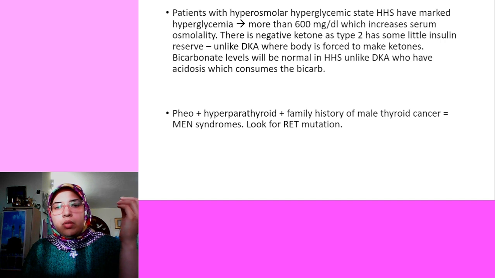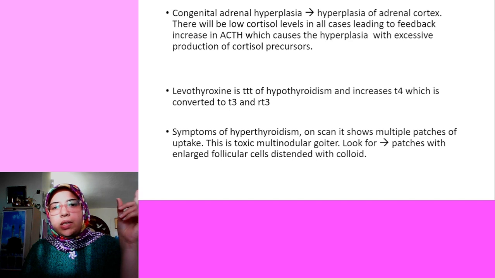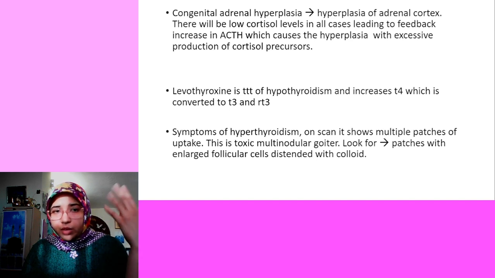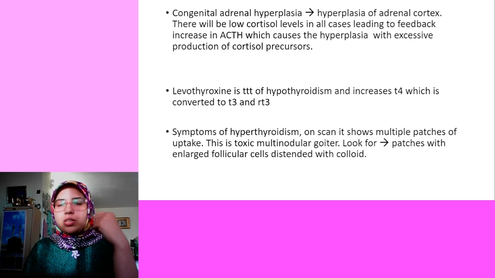Pheochromocytoma plus hyperparathyroidism plus a family history of medullary thyroid cancer, look for MEN syndrome, look for RET mutation. Congenital adrenal hyperplasia is going to cause hyperplasia of the adrenal cortex. There will be low levels of cortisol in all cases, leading to feedback elevated ACTH, which is going to cause increase of the other precursors, which are going to be MSH, for example, which causes the darkening of the skin and the bluish gums.